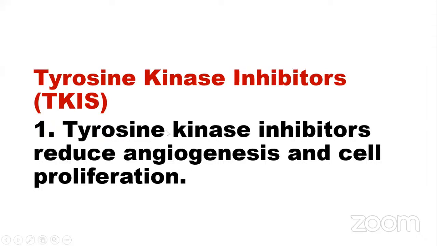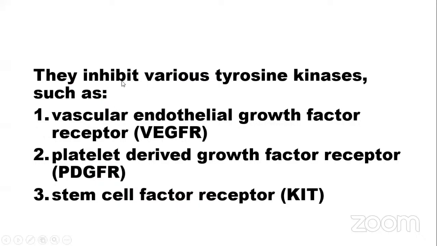Tyrosine kinase inhibitors reduce angiogenesis and cell proliferation. So that is the mechanism of action of these tyrosine kinase inhibitors. They inhibit various tyrosine kinases such as vascular endothelial growth factor receptors, that's VEGFR, and platelet-derived growth factor receptors, that's PDGFR, and stem cell factor receptors, that's KIT. This is a stem cell factor receptor.